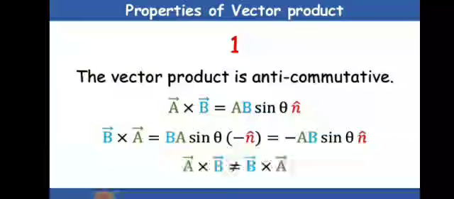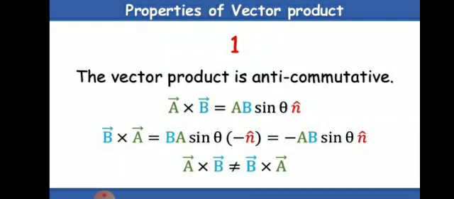Now, the properties of vector product. We already studied the properties of scalar product, isn't it? Now, let us see the properties of vector product. The vector product is anti-commutative. It is exactly opposite to the commutative. Vector A cross vector B is equal to AB sin theta n cap. B cross A vector is equal to BA sin theta that into minus n cap. That is equal to minus AB sin theta n cap.